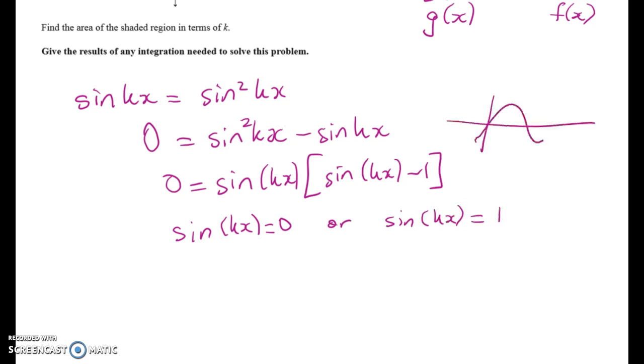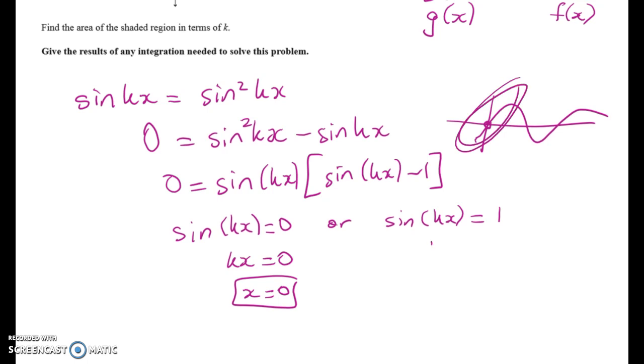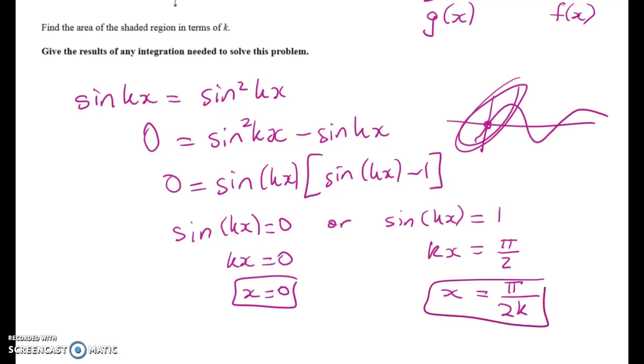So let's think about our sine curve. Where will sine of kx be 0? In that first bit, kx is 0, so that's how we get our x equals 0 solution, and we saw that one already on the picture above. Sine of kx equals 1 will happen, working in this first bit of the curve, when kx equals pi on 2, 90 degrees. So my top limit of integration is going to be x equals pi over 2k.